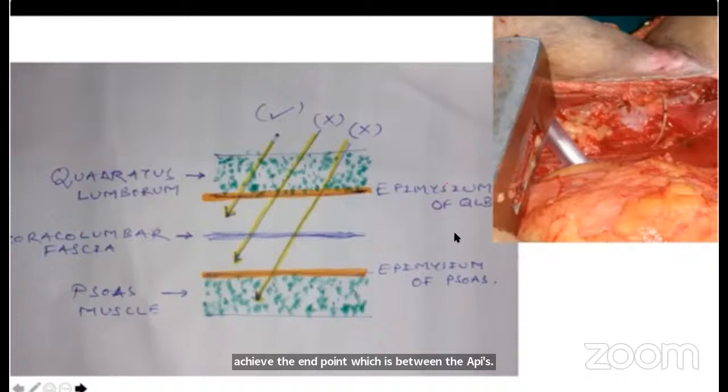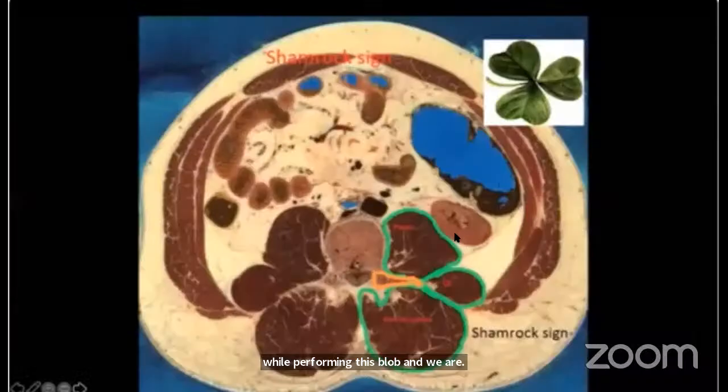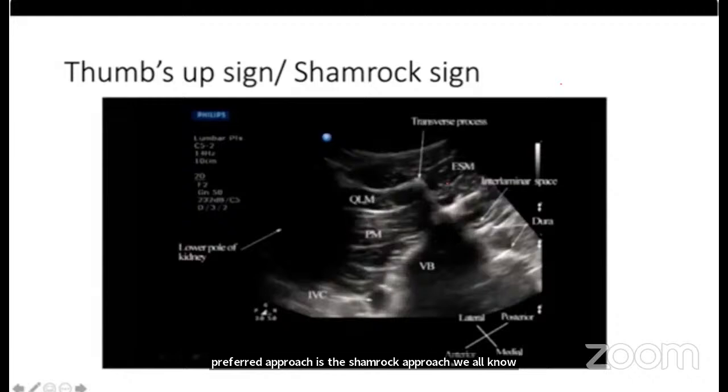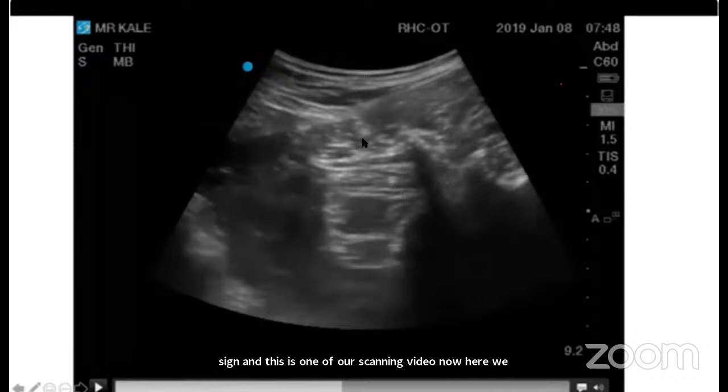These are some of the challenges while performing this block, and we are doing this block in lateral position. Usually the preferred approach is the shamrock approach. We all know the shamrock leaf and the shamrock sign or the thumbs up sign, and this is one of our scanning videos. Here we are using a curvilinear probe, and what we see is the quadratus lumborum muscle, the transverse process, and the psoas muscle, and we have to deposit the drug as the needle is coming. I'll advance it further. We can see it now more nicely.